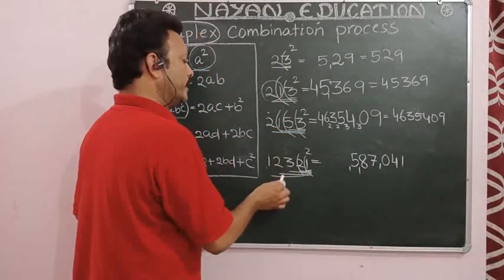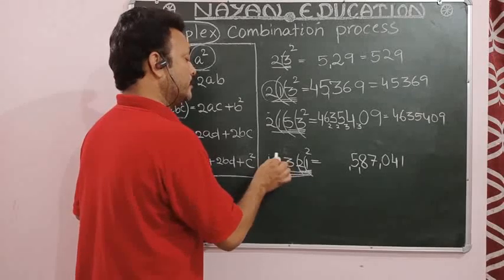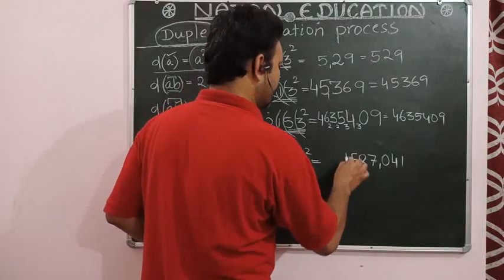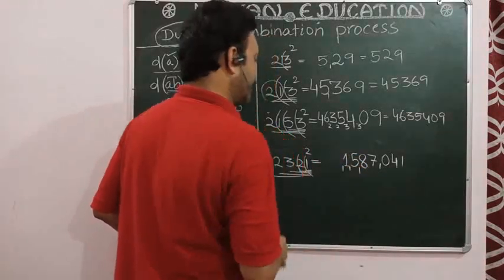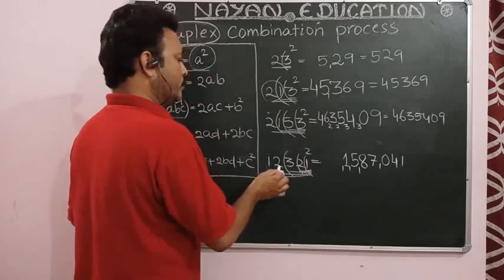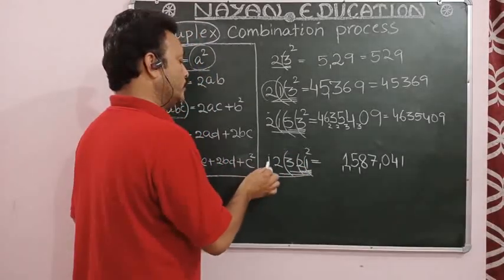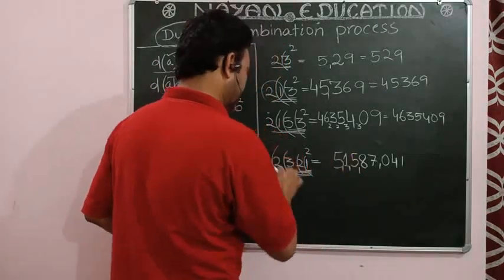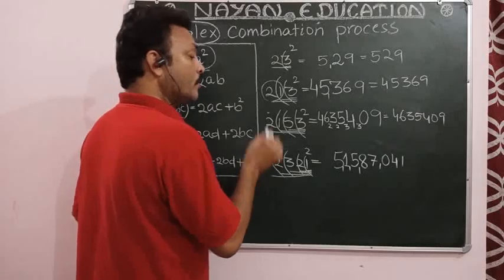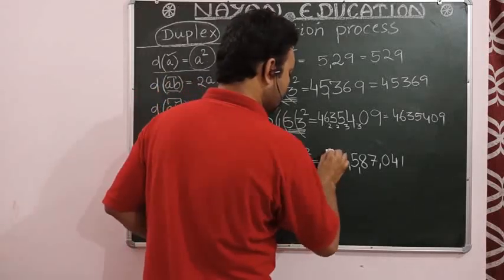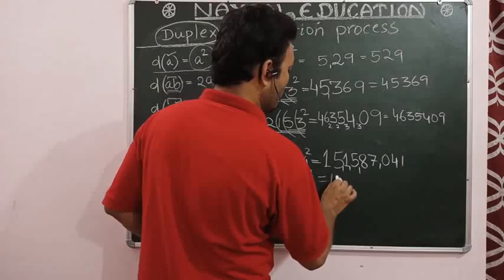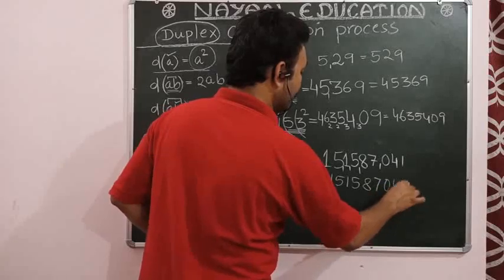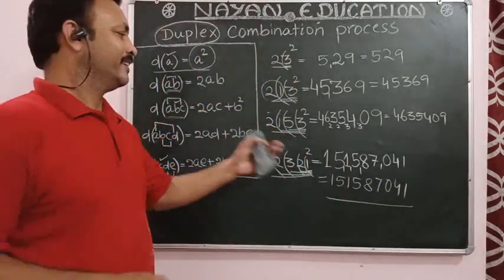What is the duplex of 123? 2 into 1 into 3, 6, plus 2 square, 4, that is 6 plus 4, 10, 10 plus 1, 11. Again 1 carry. Leave 3. What is the duplex of 12? 2 into 1 into 2, that is 4, 4 plus 1, 5. Again leave 2. What is the duplex of 1? 1 square, that is 1. So its square is 151870041. So it is so simple, friends.